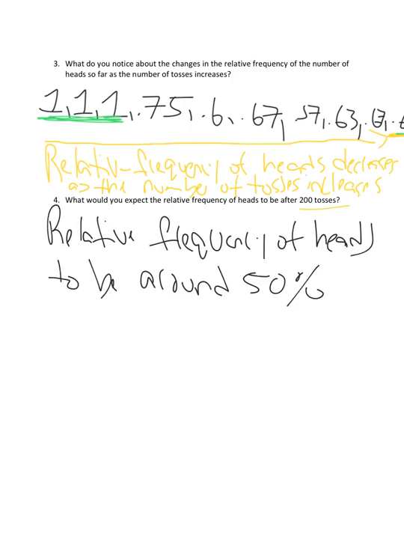As we flip the coin more and more times, we expect the relative frequency of heads to become closer and closer to 50%, to the theoretical probability. Now notice we use the word around because you're right, it might not be exactly 50%, and it probably wouldn't be exactly 50%, but we'd expect it to be very close to 50%.